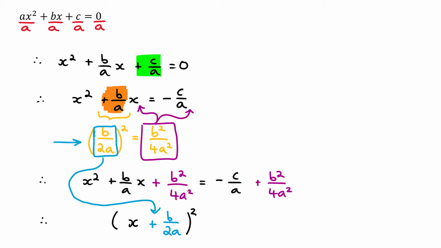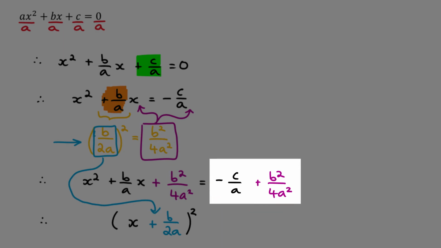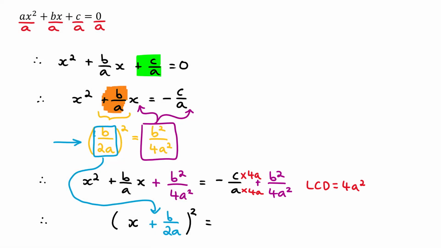And then we're just going to need to neaten up the right-hand side over there. And you can see that the right-hand side there has got an LCD of 4a squared. So to get that same denominator in this term here, we're going to need to multiply the top by 4a and the denominator there by 4a as well. And so we end up with minus 4ac plus b squared all over the common denominator of 4a squared.